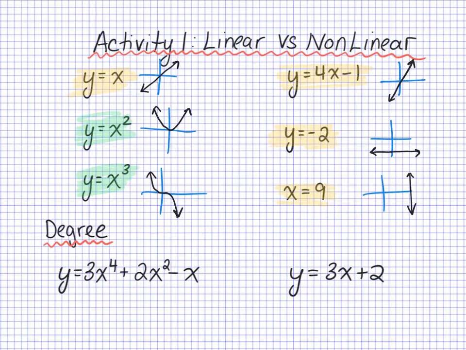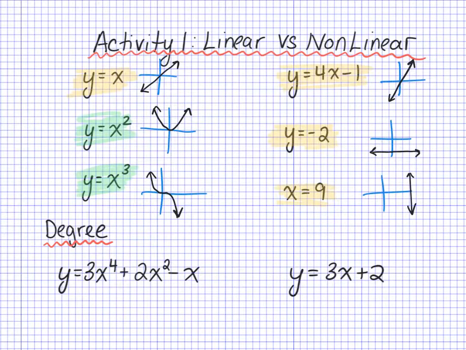All the yellow highlighted ones have just a y and an x and some numbers, but no exponents at all, and no other oddball things. Whereas these 2 green ones, this one has an exponent of 2 and this one has an exponent of 3. That's what the first little activity wanted you to notice.